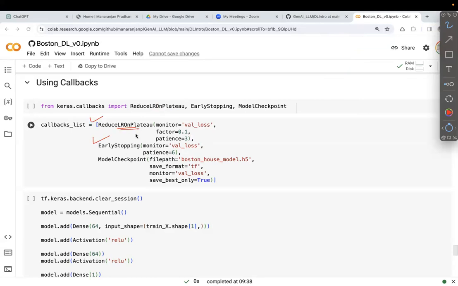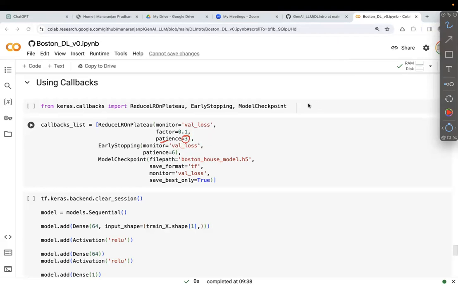Reduce LR on plateau. So how much to reduce? You reduce by a factor of 0.1. So if it's already 0.1, you reduce to 0.01. If it's already 0.01, you reduce to 0.001. So it is always a factor. And when to do it, there is a parameter called patience. You observe for 3 epochs.